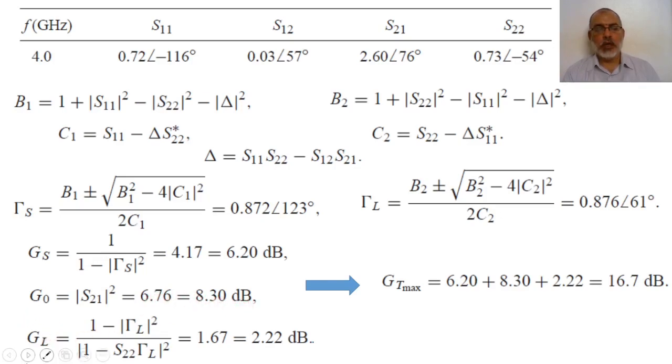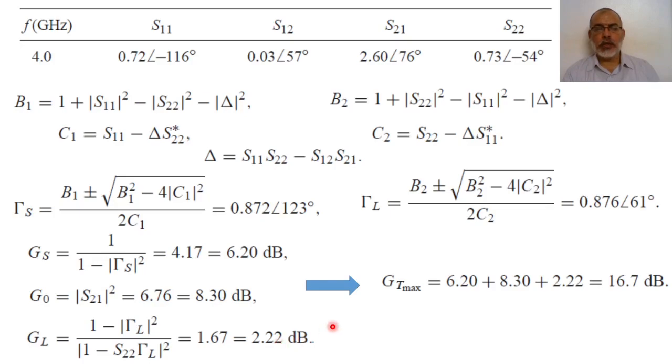Finally, the load matching transducer gain GL is 1 minus |gamma L| squared over |1 minus S22 multiplied by gamma load| all squared. We already have gamma load and we have the S parameter S22. From this we can find the value of the transducer gain for the output matching network as 1.67. 10 log of this value would be 2.22 dB.